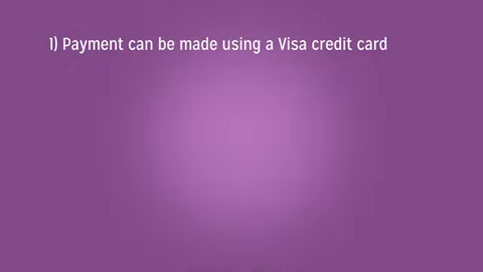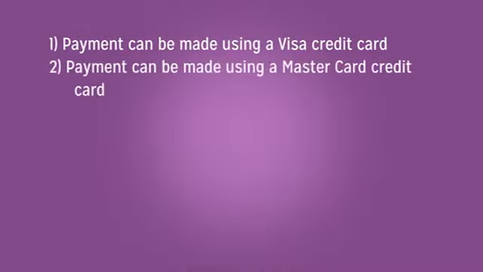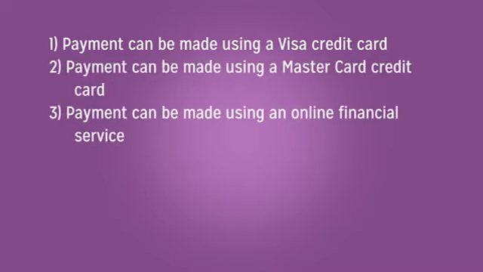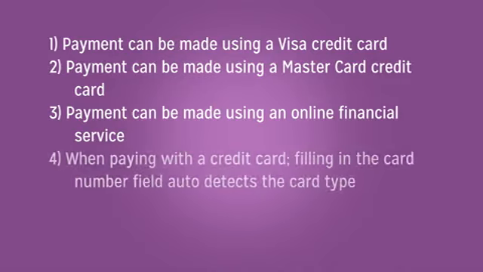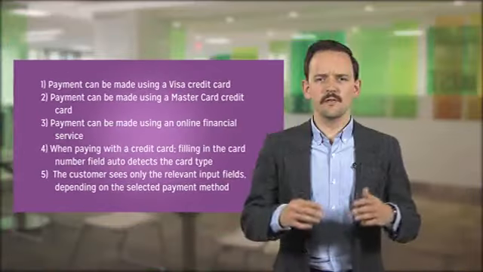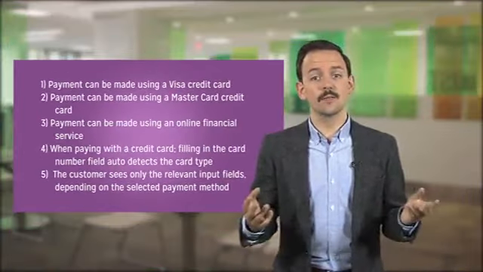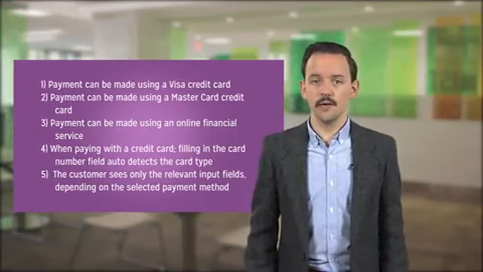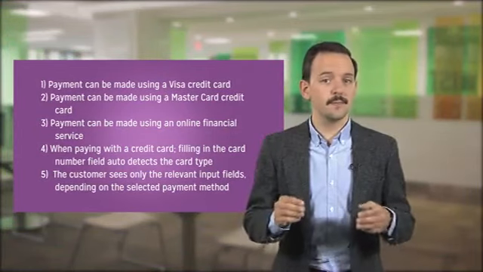Payment can be made using a Visa credit card. Payment can be made using a MasterCard credit card. Payment can be made using an online financial service. When paying with a credit card, filling in the card number field auto-detects the card type. The customer sees only the relevant input fields depending on the selected payment method. Those are just a few examples. There could be lots more, and the contents of the acceptance criteria are usually determined by your client's specific needs.